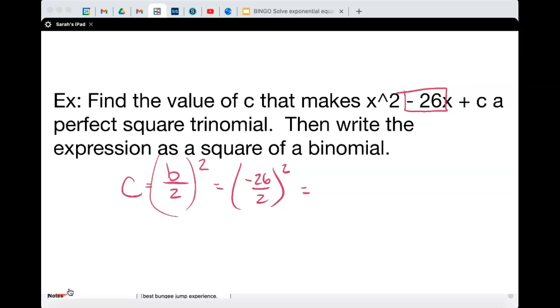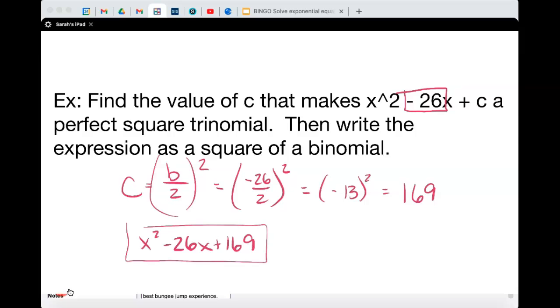Follow order of operations, so we want to divide inside of the parentheses first. Negative 13, and then the second power is 169. So our perfect square trinomial is x squared minus 26x plus 169. Beautiful. So that's the first part.